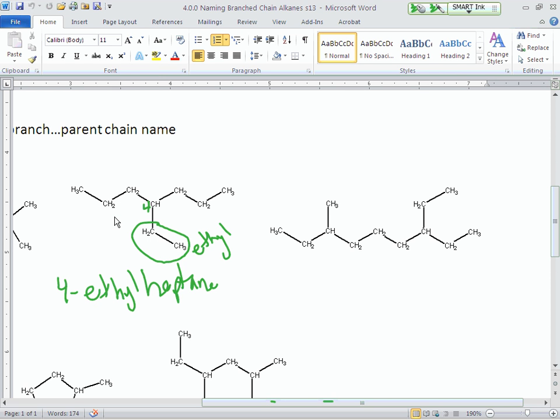Now, as soon as I introduce double and triple bonds, that changes things. That's only if it's all single bonds. As soon as I introduce double and triple bonds, the naming rule changes. So we've got to watch it. In this case, I was counting both ways to see which would give me the smallest number. But because it's right in the middle, it doesn't matter which way I count from. It's always got to result in the smallest numbers for the branches. That's how you determine which way.